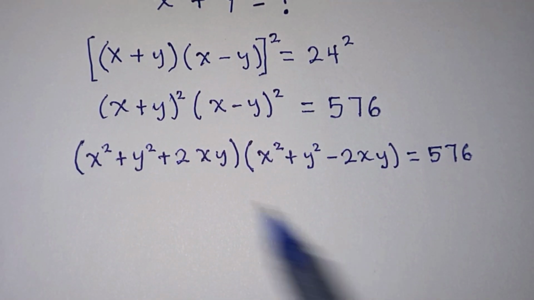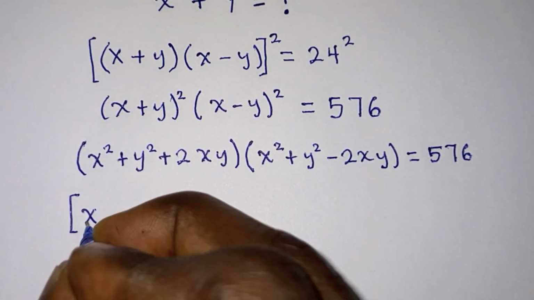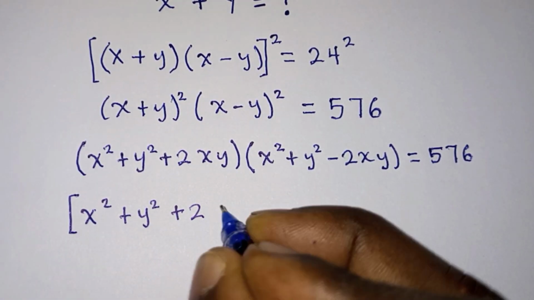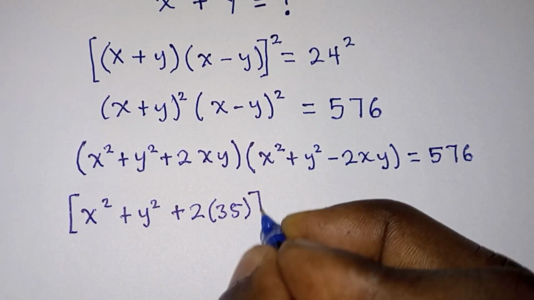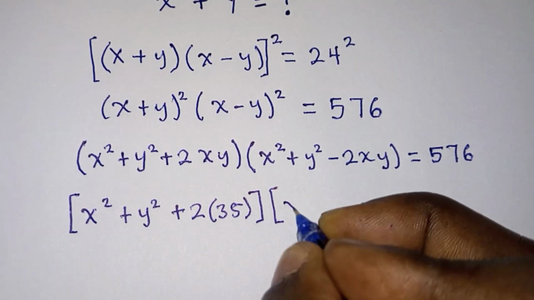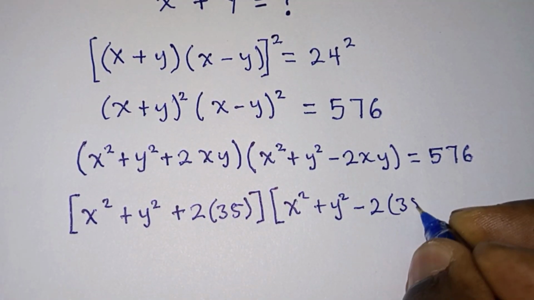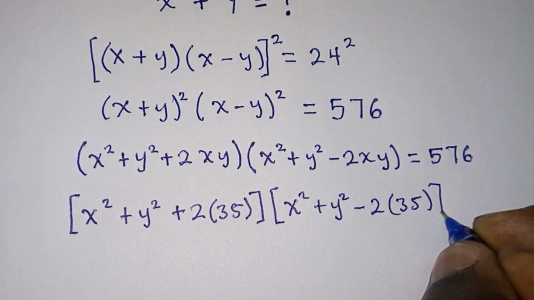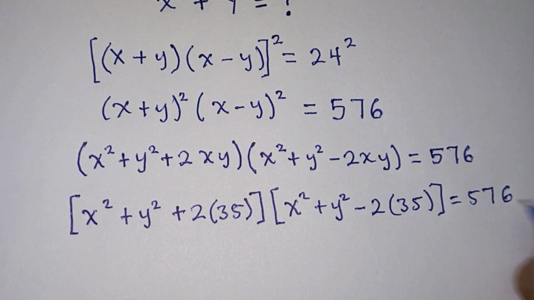Now from this equation over here, we know xy to be 35. So in place of xy, we're going to be putting 35. So we're going to have x squared plus y squared plus 2 times 35, times x squared plus y squared minus 2 times 35. And this is equal to 576.